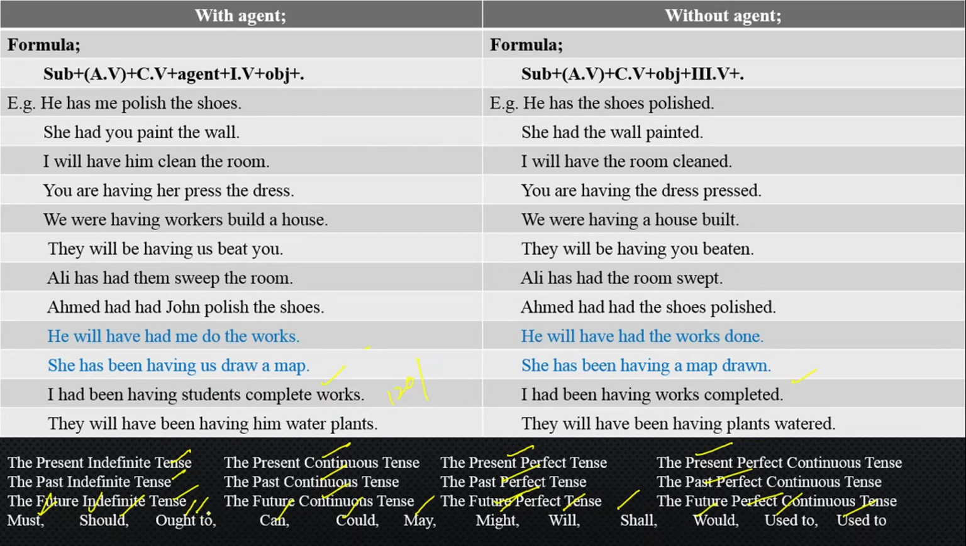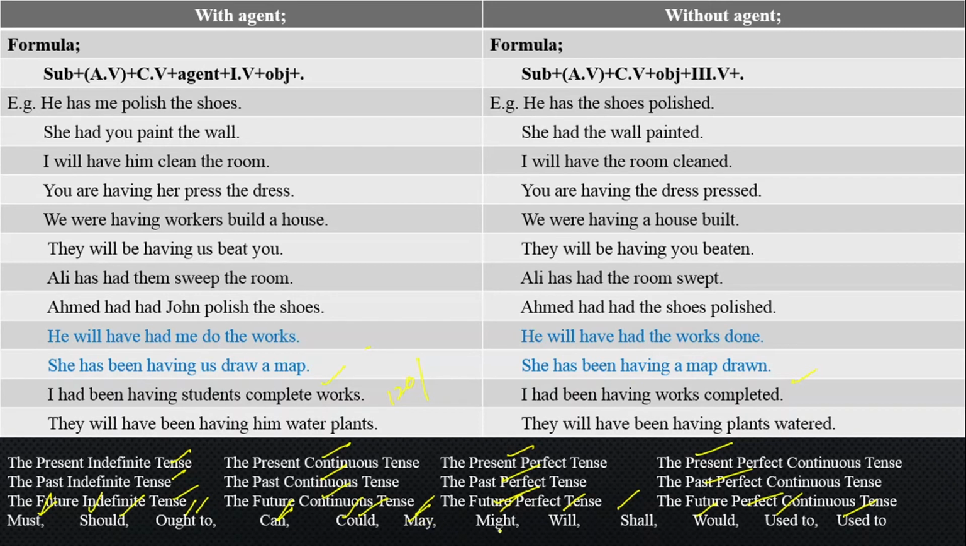I can have works completed. I cannot have works completed. Can I have works completed? Can I not have works completed? Can't I have works completed? I could have works completed. I could not have works completed. Could I have works completed? Could I not have works completed? Couldn't I have works completed? I may have works completed. I may not have works completed. May I have works completed? May I not have works completed?